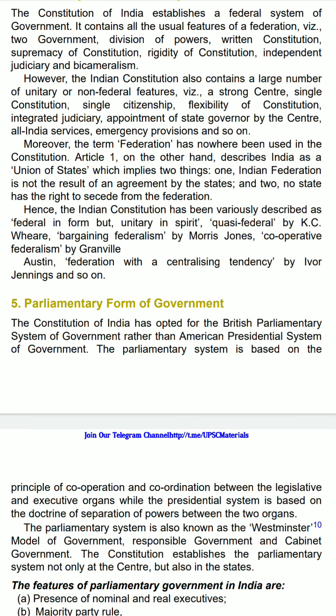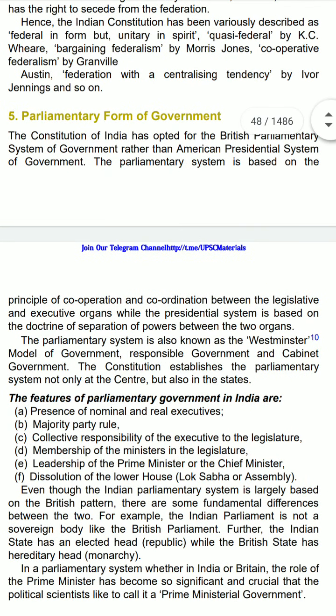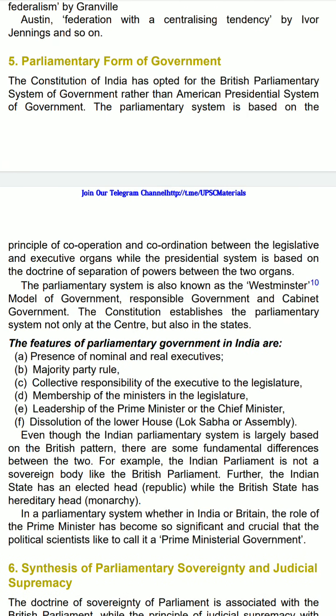Parliamentary form of government. The Constitution of India has opted for the British parliamentary system of government rather than the American presidential system of government. The parliamentary system is based on the principle of cooperation and coordination between the legislative and executive organs, while the presidential system is based on the doctrine of separation of powers between the two organs. The parliamentary system is also known as the Westminster model of government, responsible government and cabinet government. The Constitution established the parliamentary system not only at the Centre but also in the states.